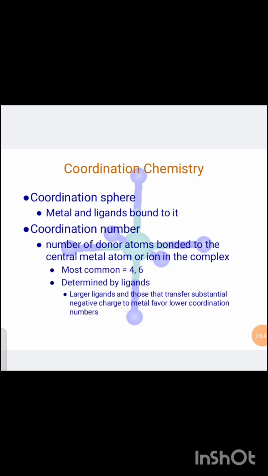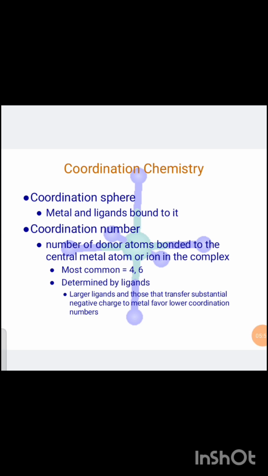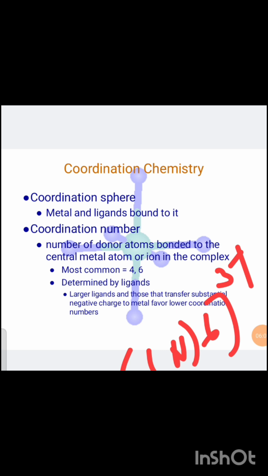Another compound is the coordination compound, containing the coordination sphere. You can see this one, this is [Fe(CN)6]3-. So this is the coordination sphere. This bracket is known as the coordination sphere, and the number of ligands is known as the coordination number, or you can say the number of donor atoms bonded to the central metal atom is known as the coordination number.